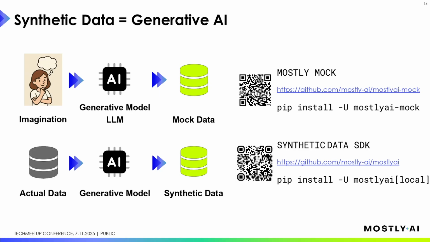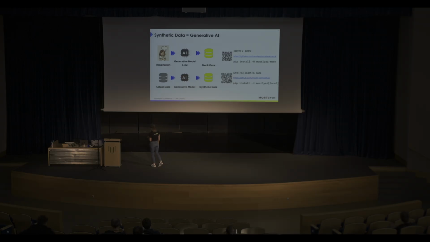We at Mostly AI created two open source libraries. We also created Mostly Mock, but today I will skip that, and I will go directly to the synthetic data SDK, because this is the privacy-preserving data that I talk about, and that's what our main focus is. You can easily install it with pip install, and it is available on Git. I will do a short demo.